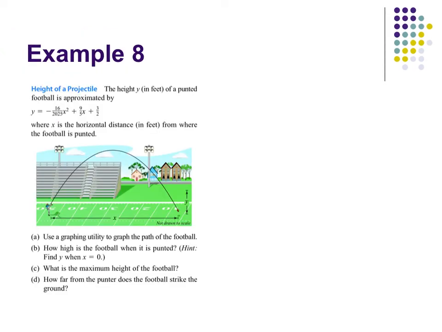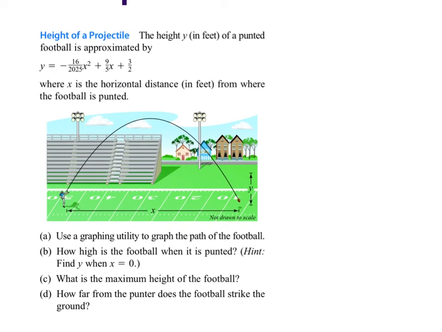Okay, here is another calculator example. This one says the height y in feet of a punted football is approximated by y equals negative 16 over 2025 x squared plus 9/5 x plus 3 halves, where x is the horizontal distance in feet from where the football is punted. Use a graphing utility to graph the path of the football and then answer those questions. So the first thing we're going to do is graph it.